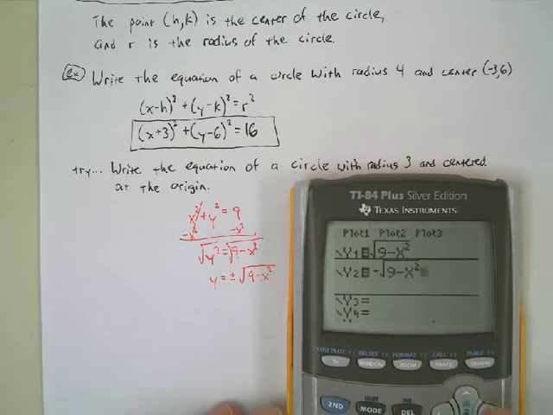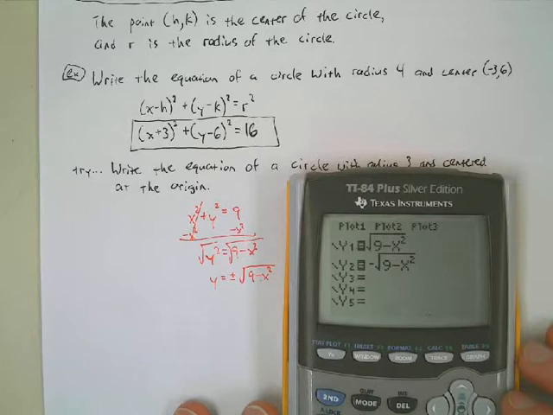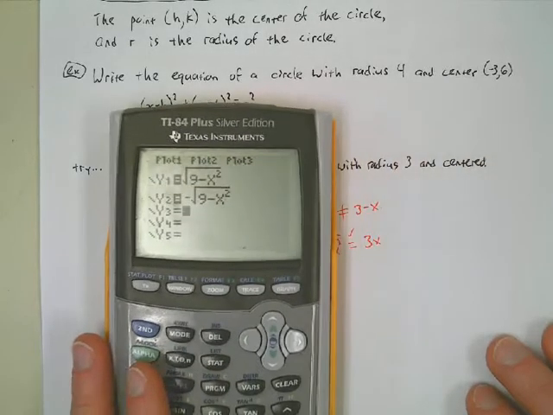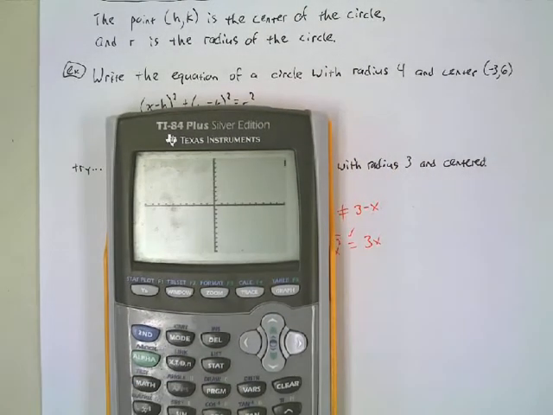Okay? So y1, y2, here I'll kind of put it in the center there so you can see it better. There we go, better lighting. Okay? Graph it. And like I said, that looks like a football or an egg. That does not look like a circle. Okay? And this has to do with the resolution of our screen.